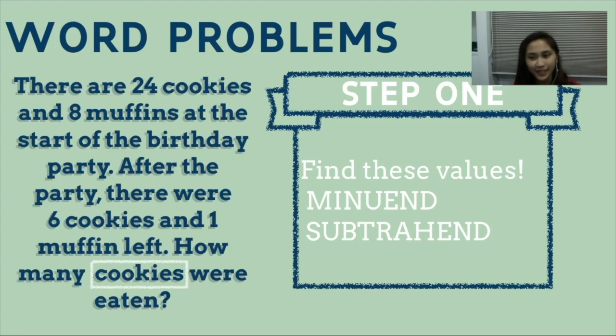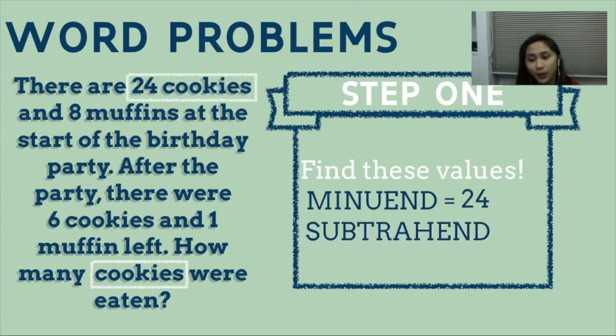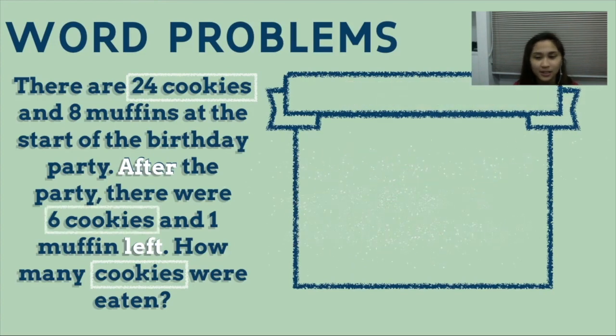So the first step again is to find the values. And this can be a bit complicated because there are way more numbers than needed. So you look at the question and it says how many cookies were eaten. So you need to emphasize the cookies. So for the minuend, again, it's the total. It's something you're taking away from. So it's 24. And then for the subtrahend, you use words like after and left. So you have 6 cookies then.